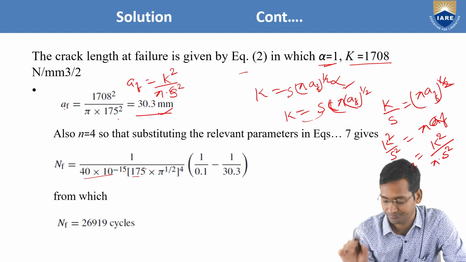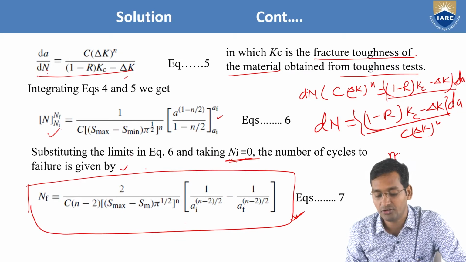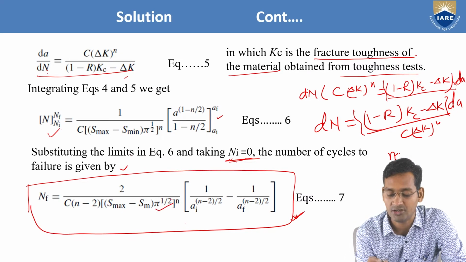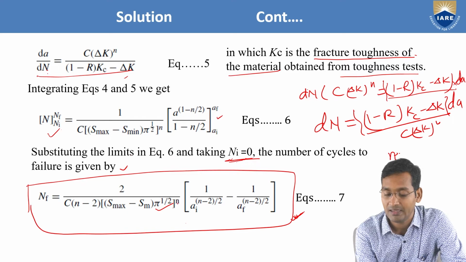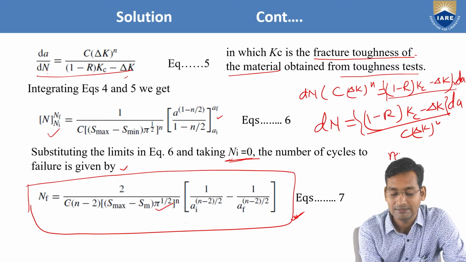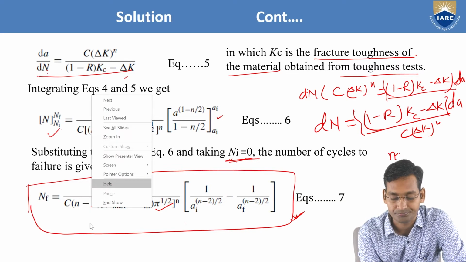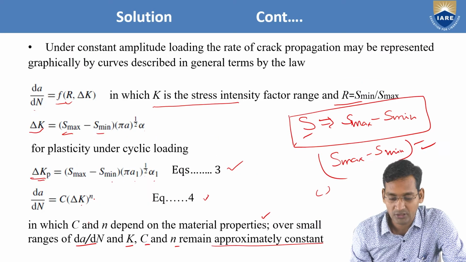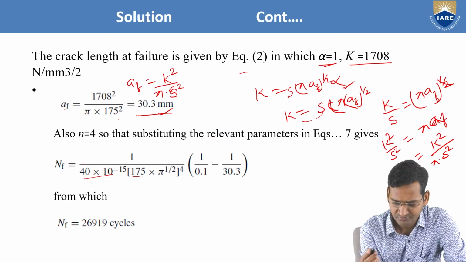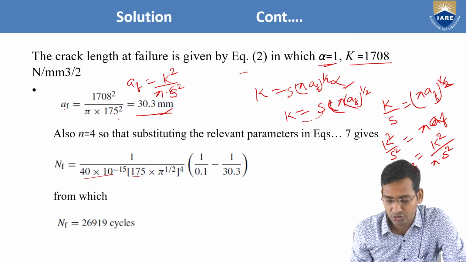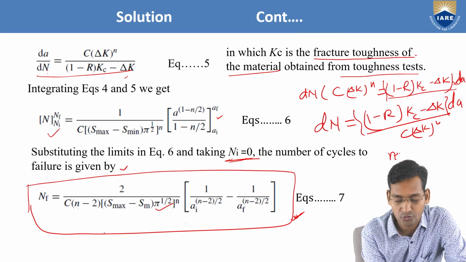175. Then what is required next? Pi power 1 by 2 is there, and here n we are taking as 4, so this power 4 will be there. C into n minus 2, so C into 4 minus 2. So let's put the values according to this formula, I am writing it here, 2.